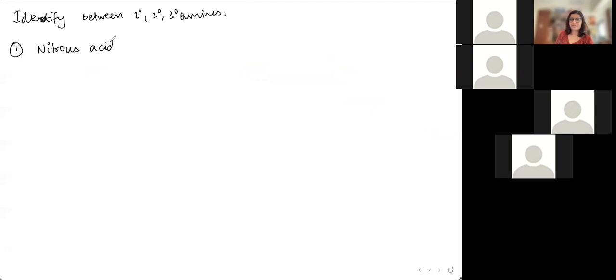No? Okay. So identify between primary, secondary, and tertiary. The first major thing is with nitrous acid. You guys remember the formula for nitrous acid? Like, how is it different from nitric acid? So the formula for nitrous acid.